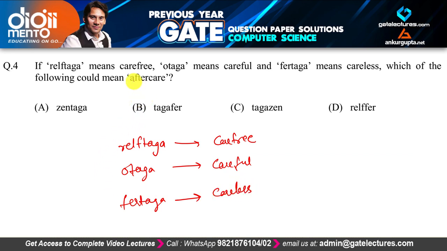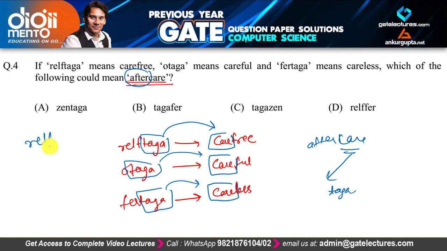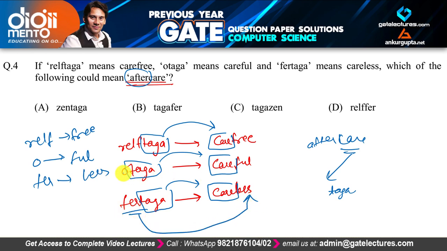Okay, now which of the following could mean aftercare? So we need a word for aftercare. Now if you look at all of them, you'll see that we have something in common, that is TAGA. TAGA is coming at the end, and here care is coming in the beginning, so that means TAGA is actually representing care. For aftercare we should have the word Taga. A part of this they've used after, so we don't know the meaning of after, but still if Taga means care, then Ralf means free, O means full, and fur means less.